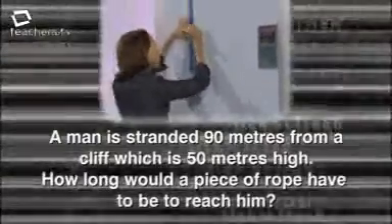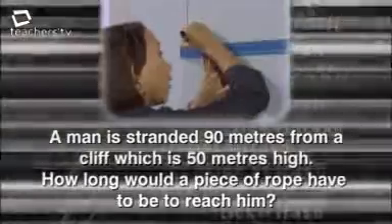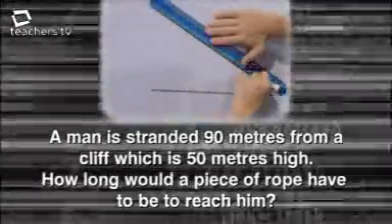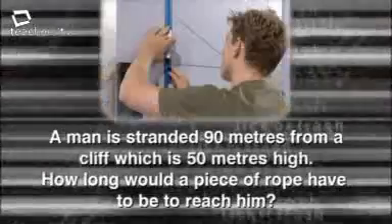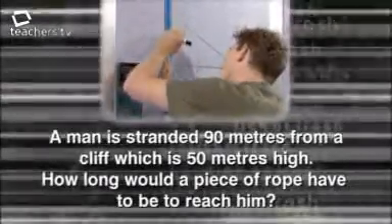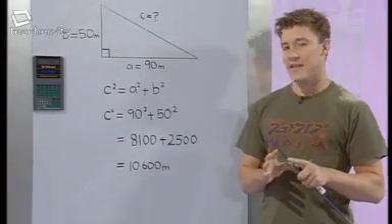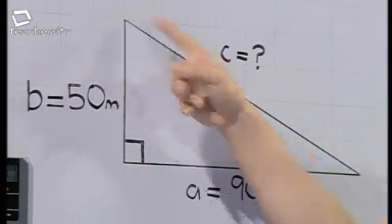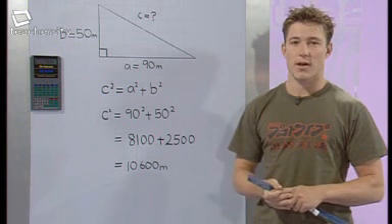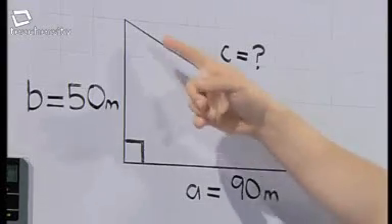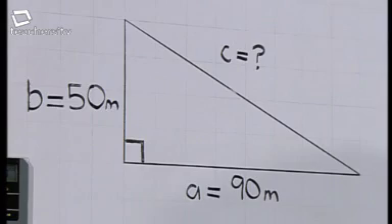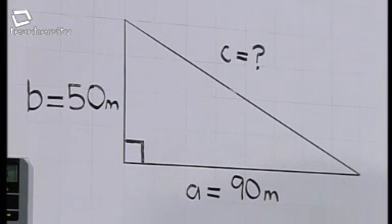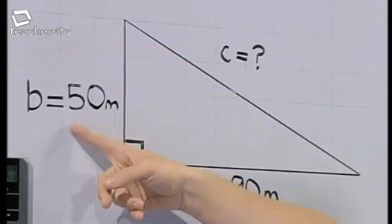A man is stranded at sea. He's 90 metres from the base of a cliff. The cliff is 50 metres high, and standing on top of the cliff is a woman with a length of rope. The question is, how long does the rope have to be to reach the man? The key to answering this is to realise that the man, the cliff and the rope all form a right-angled triangle. The hypotenuse is the length of the rope, so I've labelled that C. I've called the distance from the man to the cliff A, and the height of the cliff B.